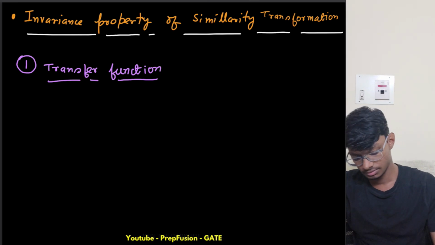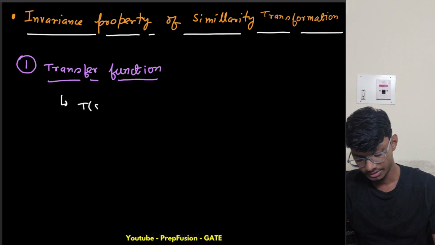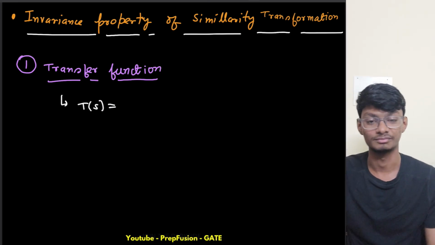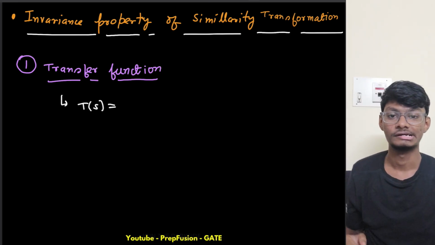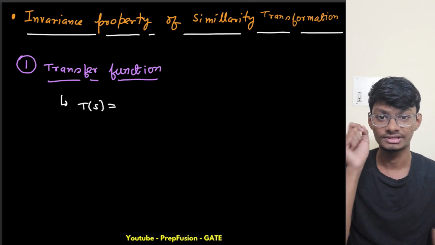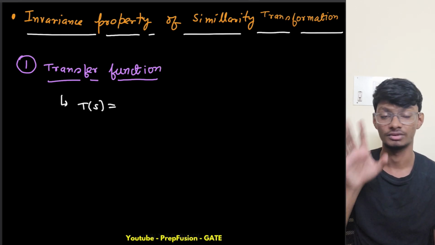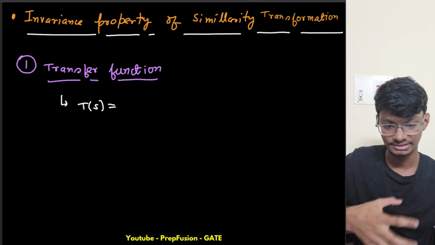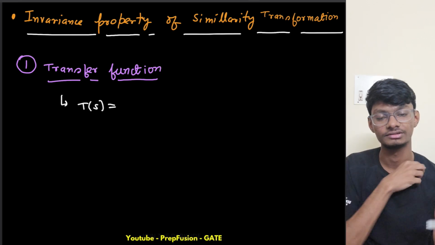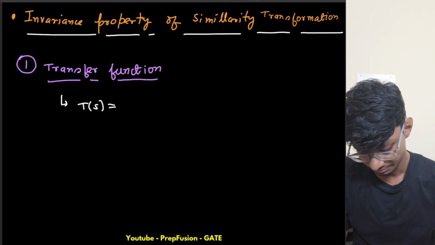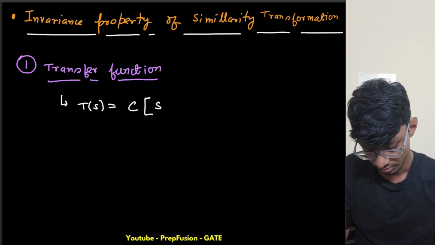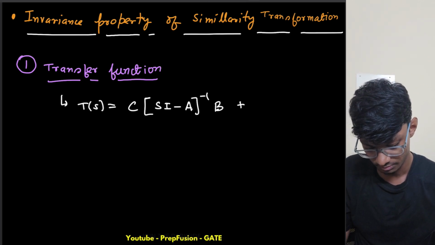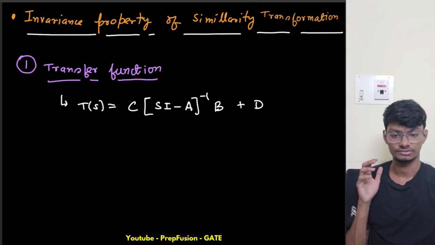So what will be the transfer function? How is my transfer function written in state space format? I told you to mug that up. The formula is C times (sI minus A) inverse times B, and don't forget we have D also. I told you D is 0 in most cases, but this time as I am proving, I have to consider everything. So D I will also take. So it is C times (sI minus A) inverse times B plus D. Okay, this is my transfer function.